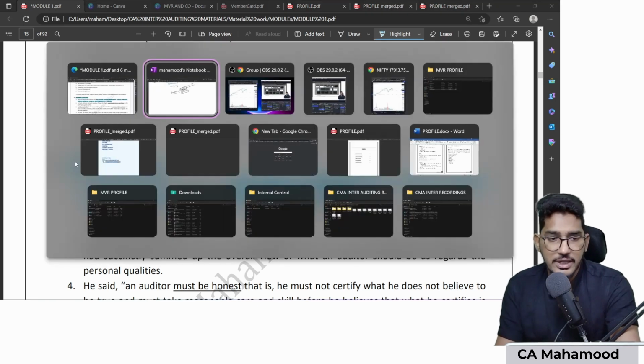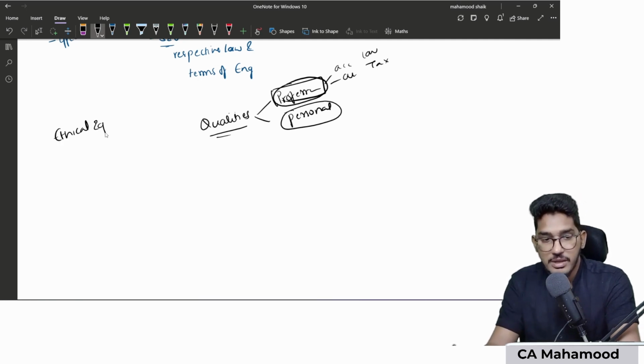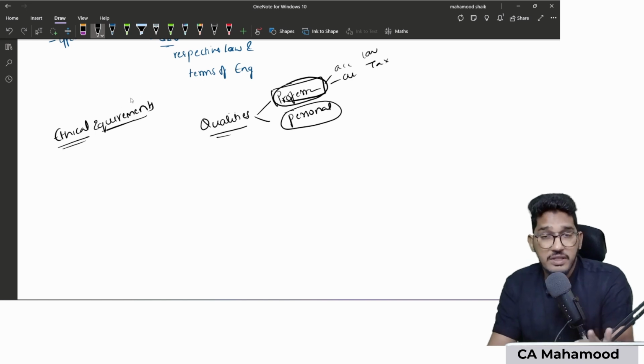So this is what regarding qualities of an auditor. Now talking about the next important concept, there are some ethical requirements which every auditor must comply with. In order to be called a good auditor, the auditor should have some ethical requirements. And in fact, there are 5 ethical requirements which an auditor must comply with.